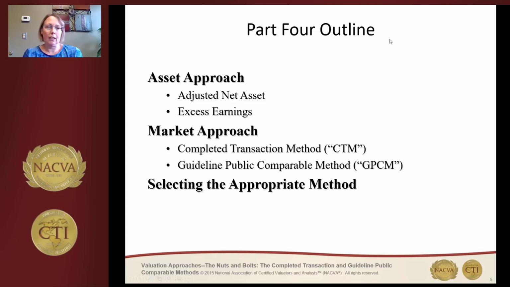So we will look at asset approach, adjusted net assets. We'll look at excess earnings. And then in the market approach, we're going to look at completed transaction method, or CTM, and the Guideline public comparables method, GPCM. So we'll also talk about, after we've done all these calculations and we've looked at these methods, how do we select an appropriate method? How do we know what fits for our company and for our study that we're doing?